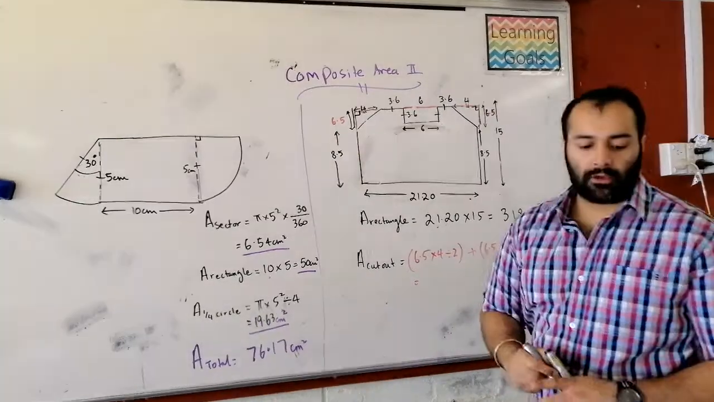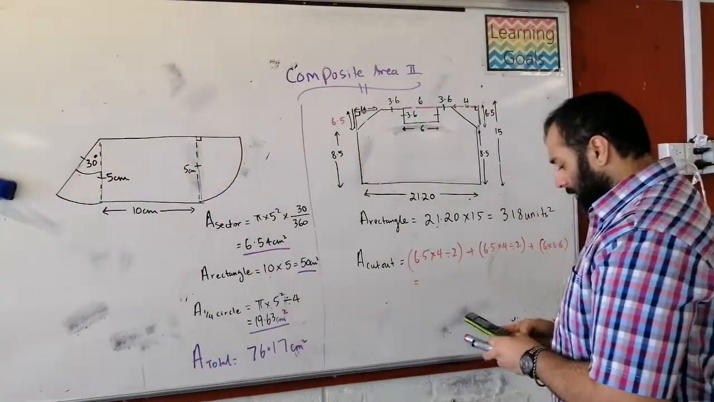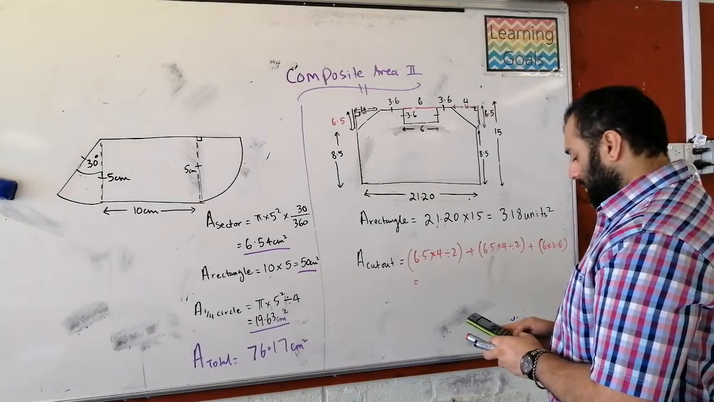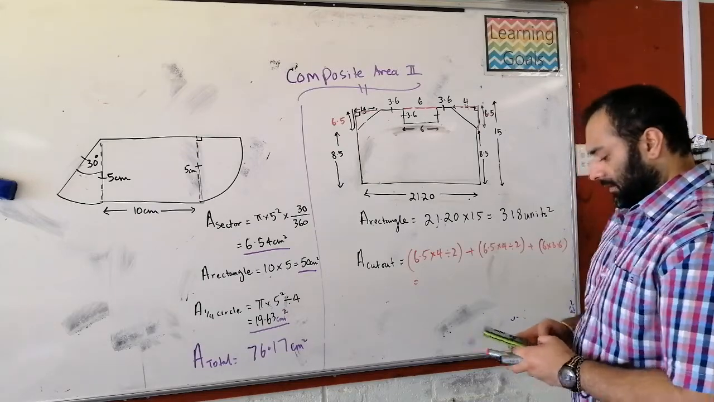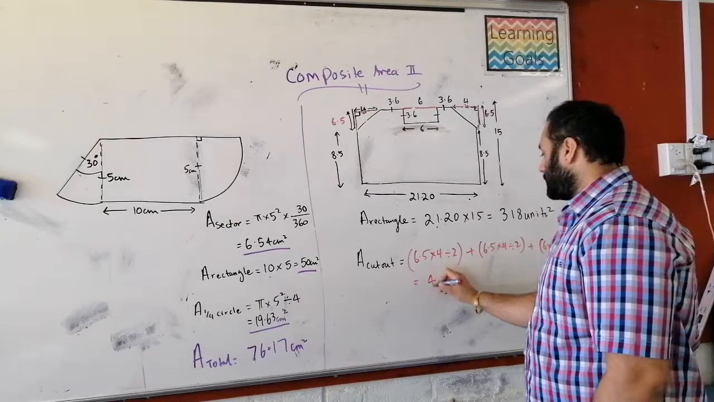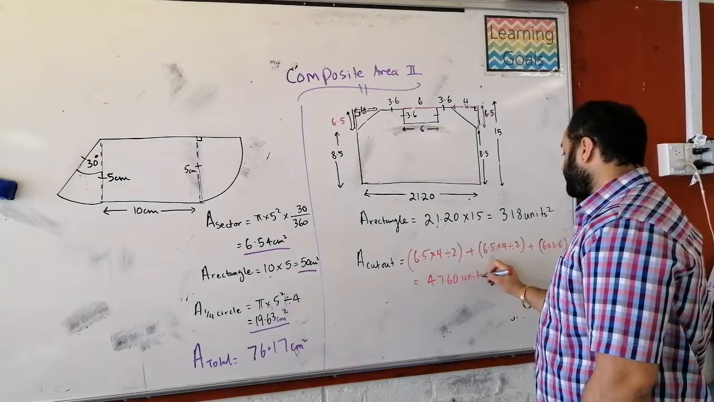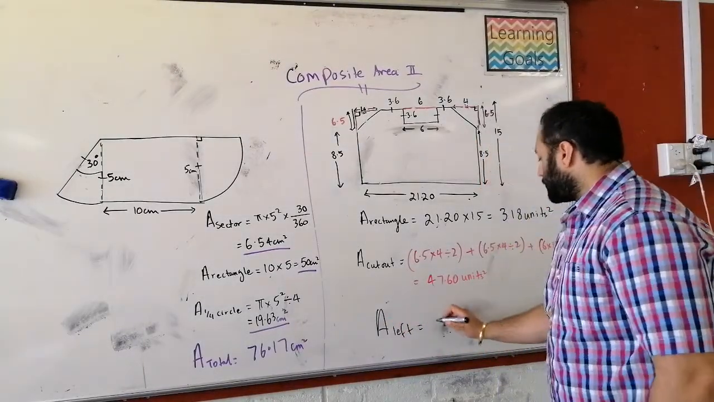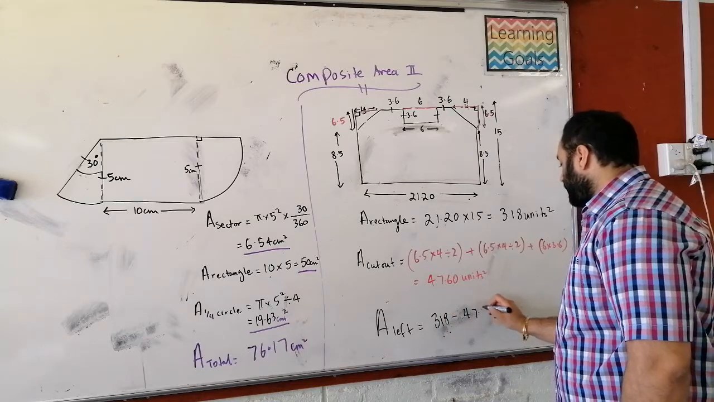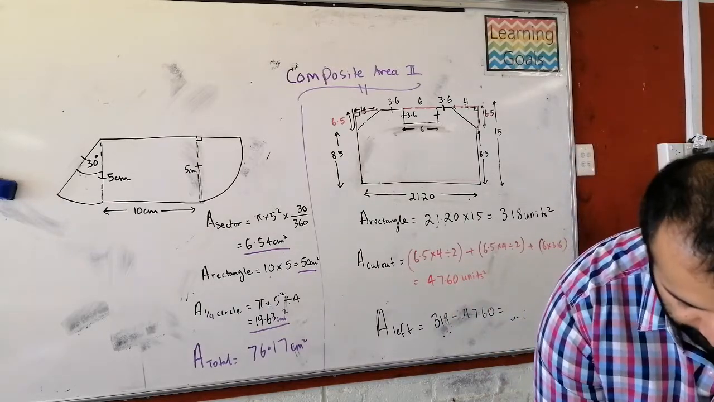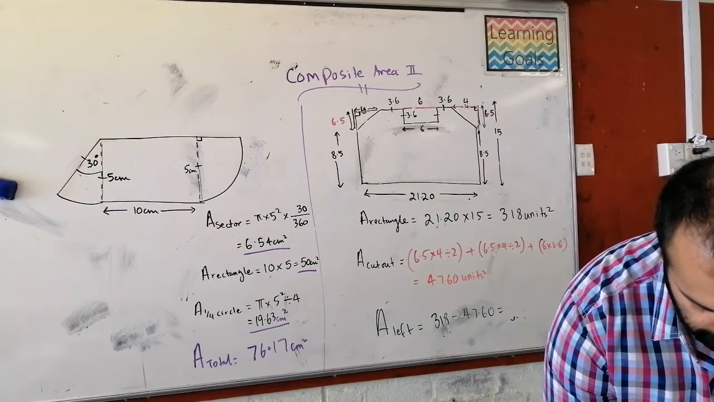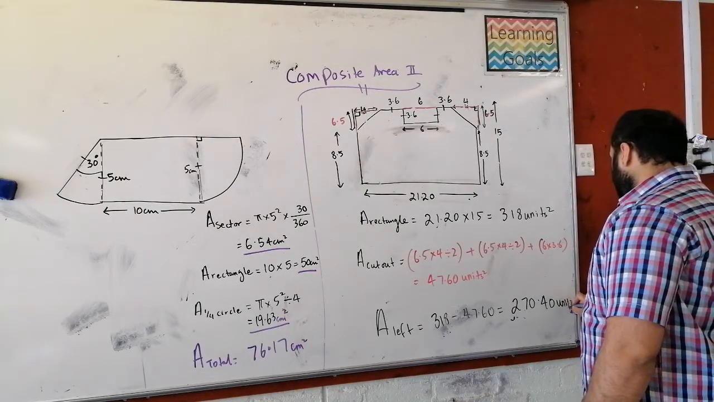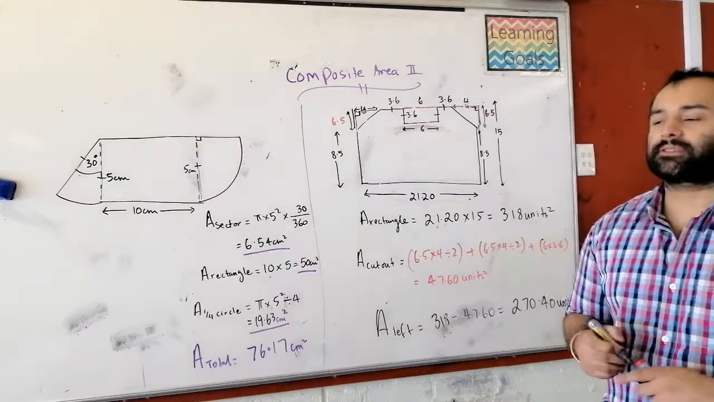This rectangle here, 6 times 3.6. Let's see altogether how much did we cut out? 6.5 times 4 divided by 2 times 2 plus 6 times 3.6. That gives 47.6 units squared. Now the area left over is 318 minus 47.6, units squared. That's it, that's the area.